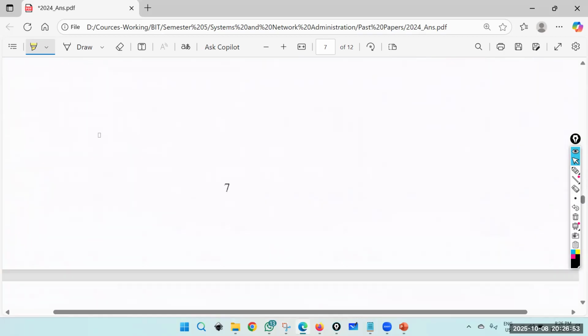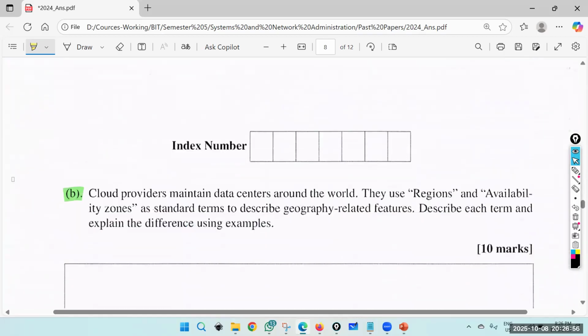Okay. Right. B part. Cloud providers maintain data centers around the world. Right. Remember regions, so that customers can get the cloud in their region. So they use regions and availability zones. So there is availability in Europe, availability in Asia, availability in North America. That means they have a cloud instance physically located there. You can request, okay, I need my cloud instance in this zone, this region, as standard terms to describe geographic related features.